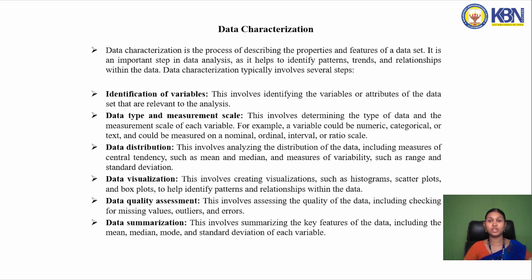Next one, what is the data type or measurement scale? A variable that you take should be numeric, categorical or text, and could be measured on a nominal, ordinal, interval or ratio scale. Data distribution means you have to calculate the mean, median and measures of variability, and find out the range and standard deviation.